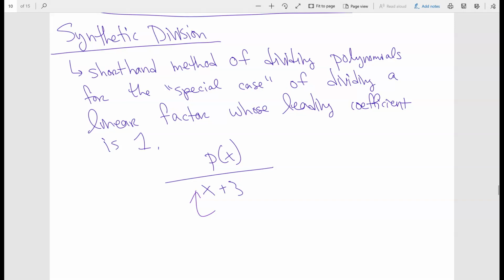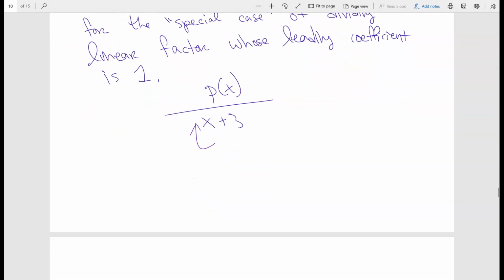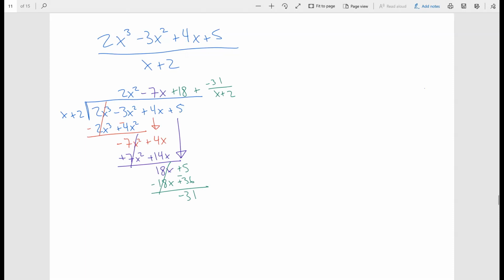Okay? So, the way that I'm going to do it, I'm going to show you a little bit of what exactly it is. So, let me give you this example. Let's say you wanted to divide 2x cubed minus 3x squared plus 4x plus 5 by x plus 2. Okay? I ended up doing it anyway. So you can pause it if you want, and you can try to do it and see if I got it correctly.